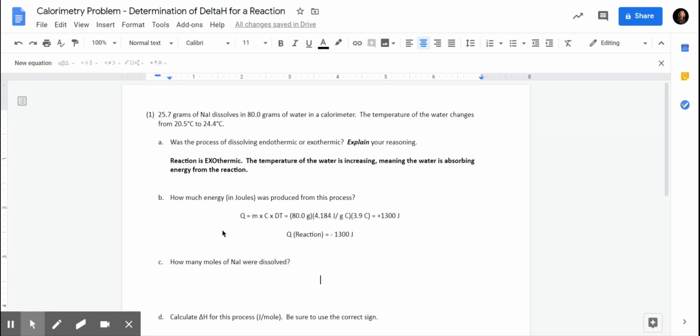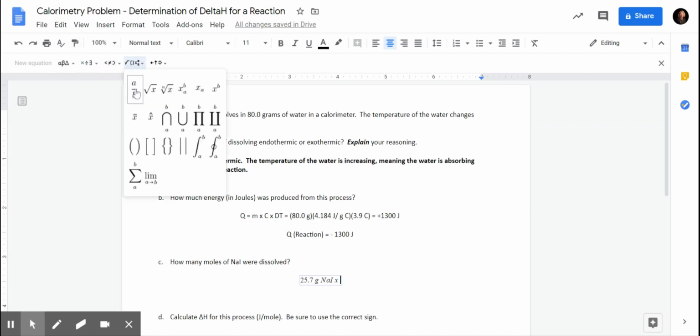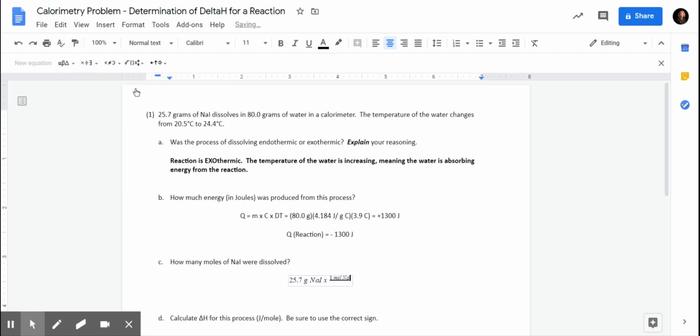So what we need to know next is how many moles is that 25.7 grams? To calculate that, we're going to need to do a molar mass step. So we have 25.7 grams of NaI. We're going to convert that into moles using its molar mass. And 1 mole of NaI has a molar mass of 149.9 grams. So we do the math and we find 0.171 moles of NaI. So that's how much of the reactant we had for the process.